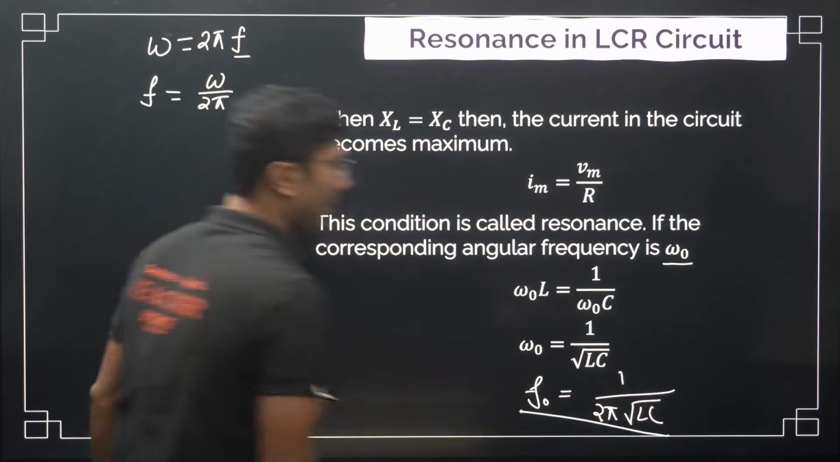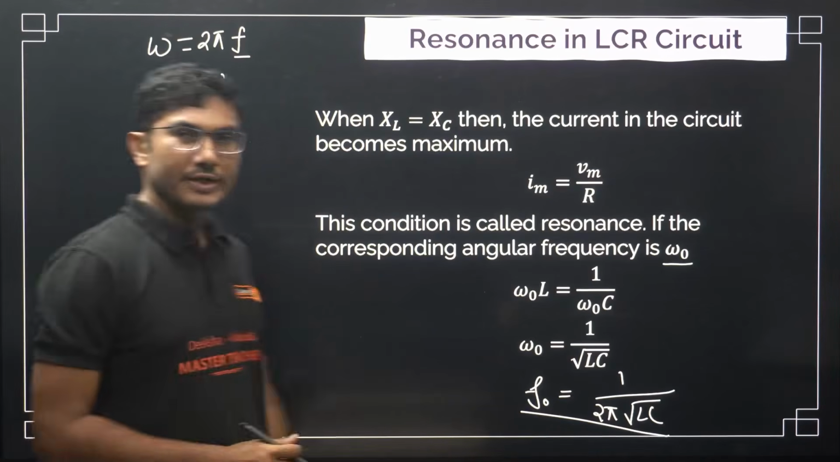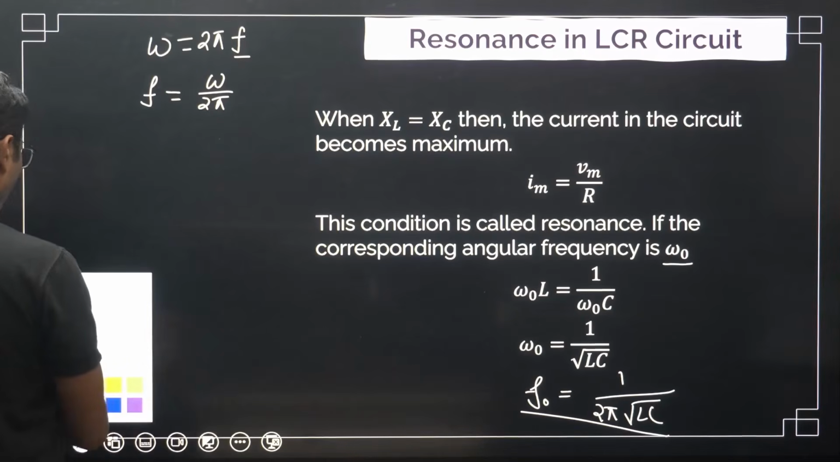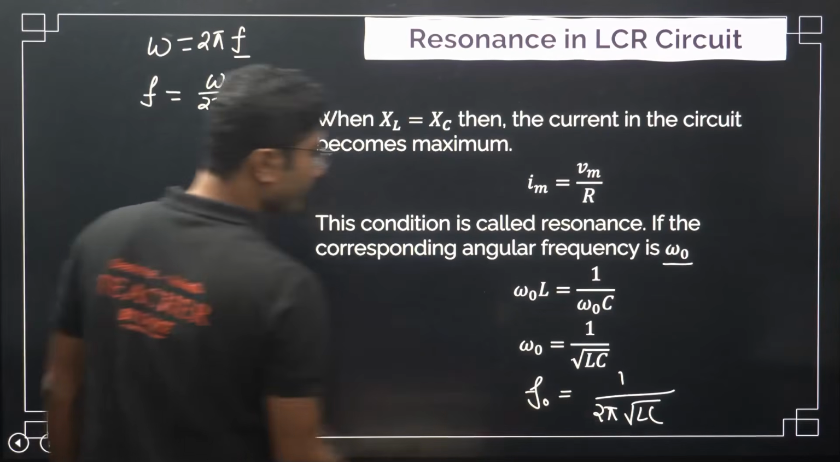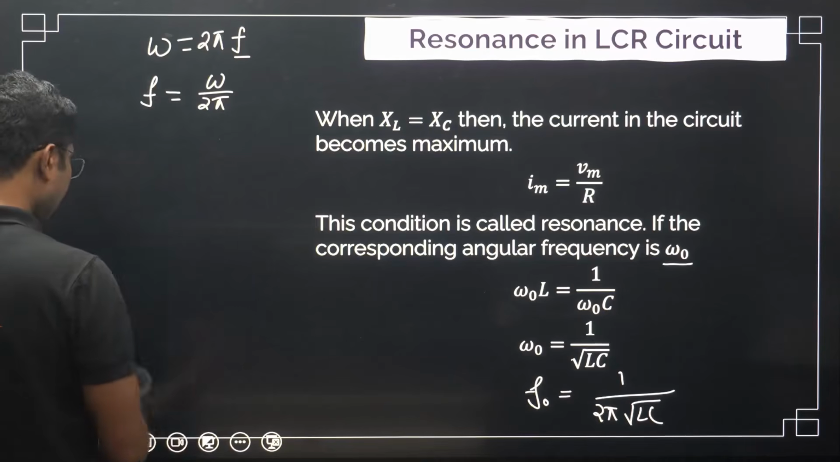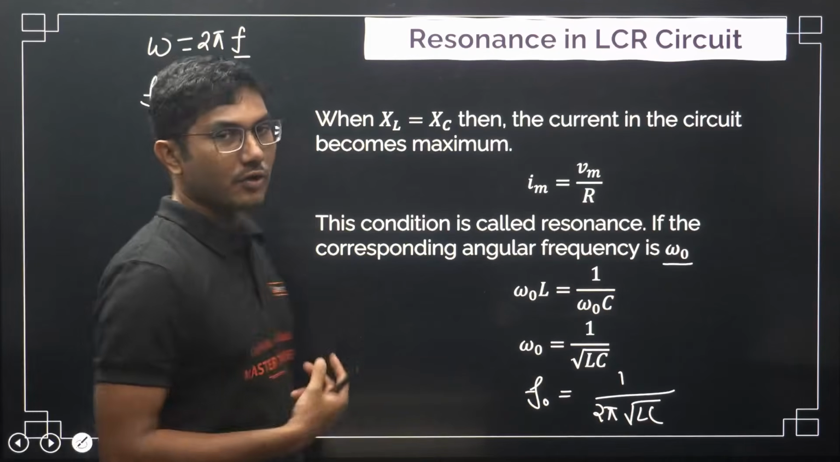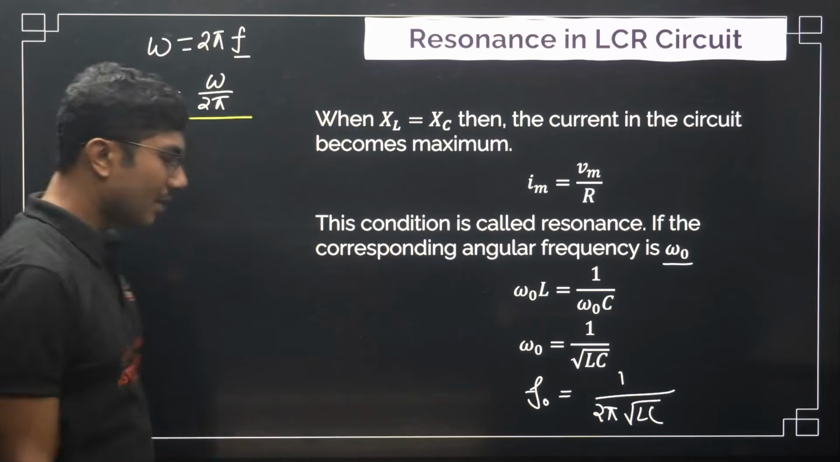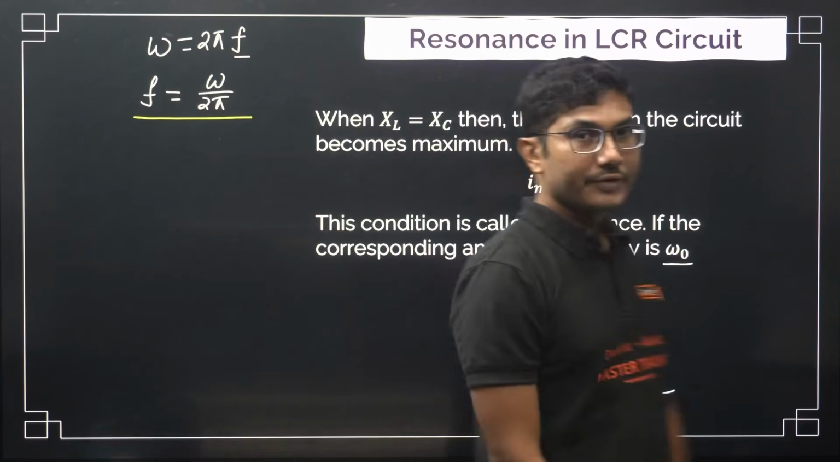This is called resonance frequency. If they ask you to calculate resonance frequency, then calculating omega naught is not sufficient. You have to calculate f naught. Okay, and this formula is also very handy. It will come in handy whenever you are solving questions.